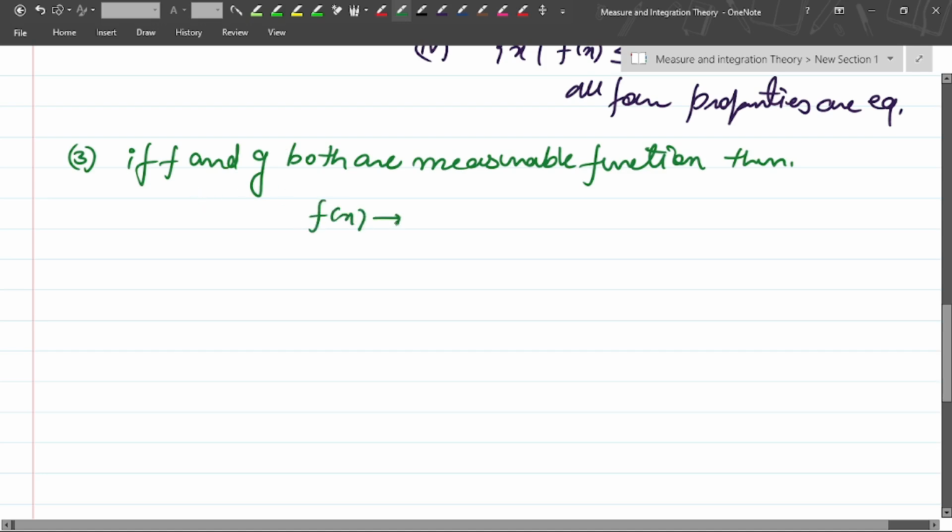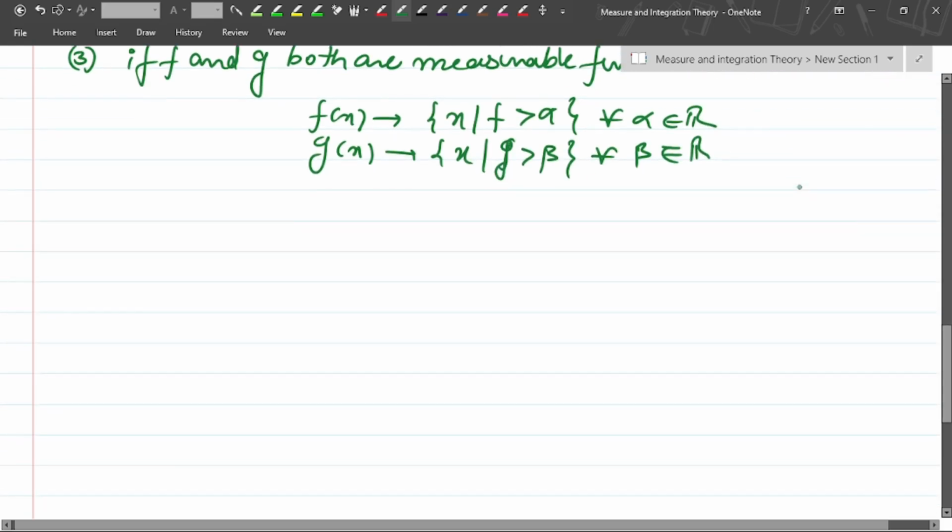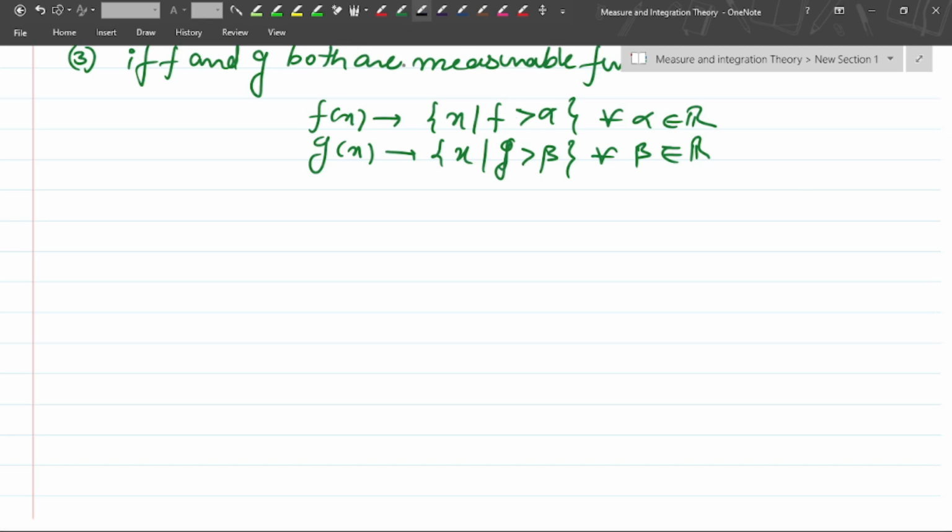f(x) such that f(x) is greater than alpha for every alpha belonging to R, and g(x) is basically x such that g is greater than some beta for every beta belonging to the real numbers. Yes.